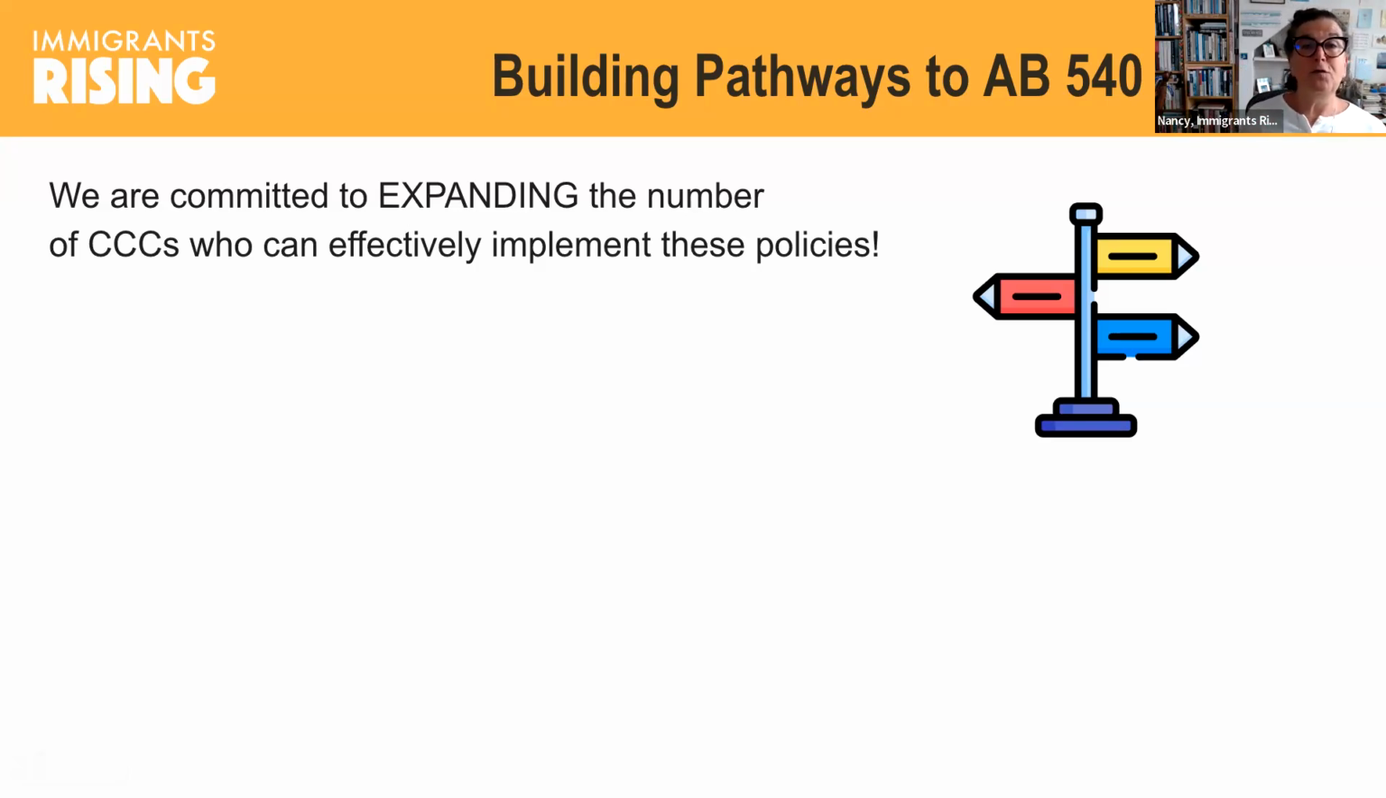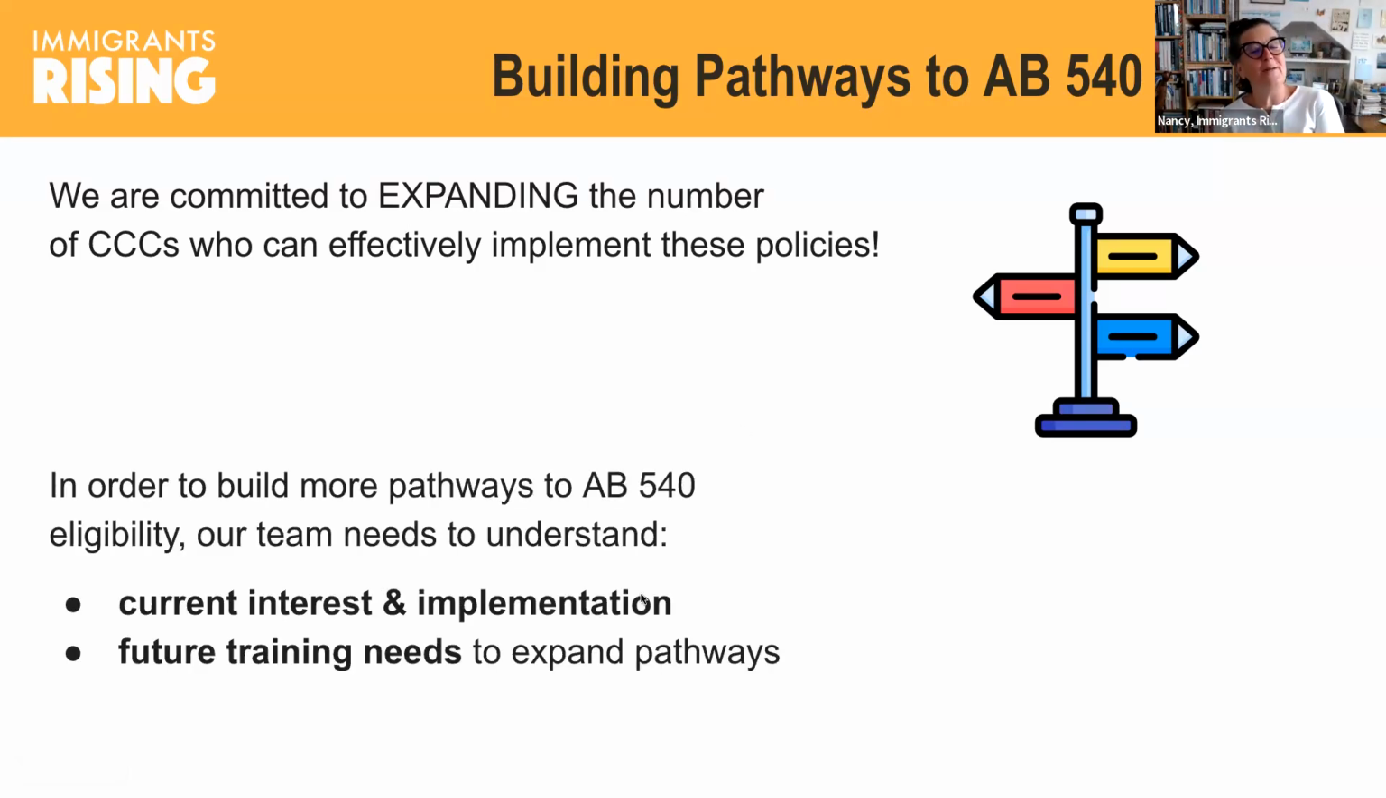a copy of the survey that Immigrants Rising sent out last month. We want to build more pathways around AB 540 eligibility, but in order to do that, our team needs to better understand the current interest and implementation strategies, and also the future training needs to expand pathways. So we do have a survey. If you haven't done it yet, please go ahead and complete that.